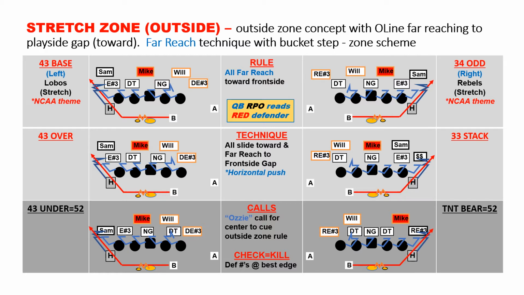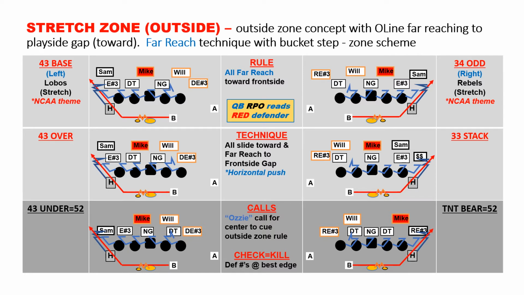When we run stretch, the backside tackle is going to far reach for 3 steps, and then if he doesn't engage and take over that person, he's going to go ahead and hinge back and lock up and close the back door in case the quarterback pulls this for a Mickey throw.